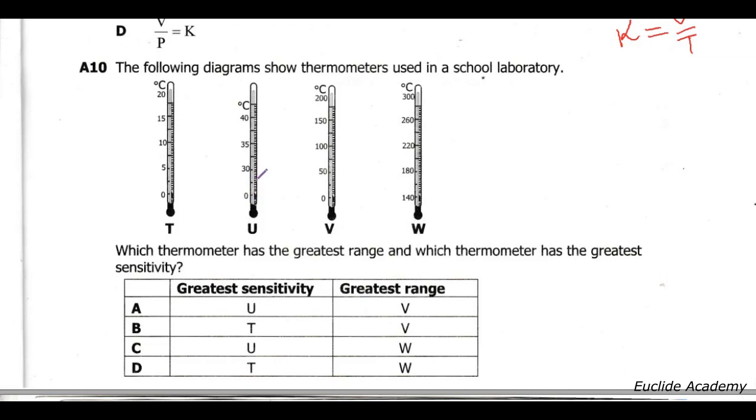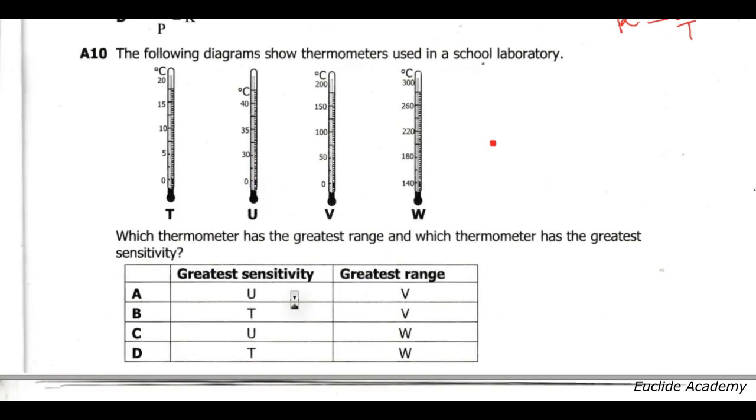From T and U, we can see that here starts from 0, then we go to 5. Here from 0, then we go to 30. So which is more sensitive? Well, so probably it's from 0 to 5 rather than 0 to 30. So I'll go for T and V. So the answer here is on B as the correct option.